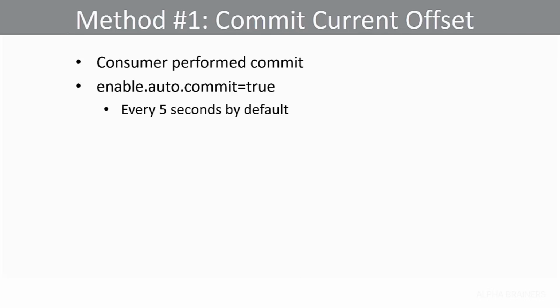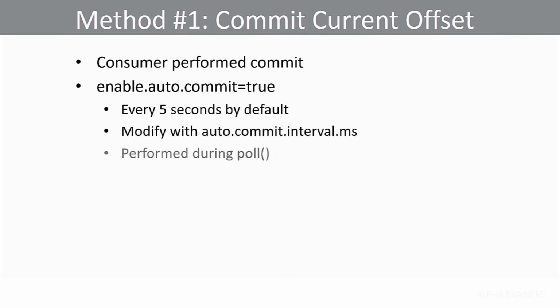That's a configurable option. You can change that by using auto.commit.interval.ms and setting that up as a properties value, and then specify in milliseconds how often you want the commit to be performed. By the way, it happens to occur during the polling event. So during the polling event, if 5 seconds have passed since the last time it did a commit, it'll do a new commit. Now, 5 seconds is a pretty long time if you think about it.